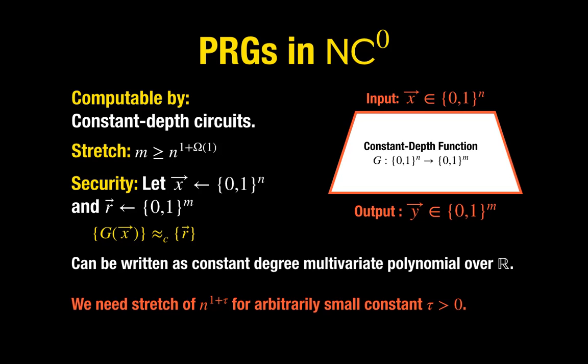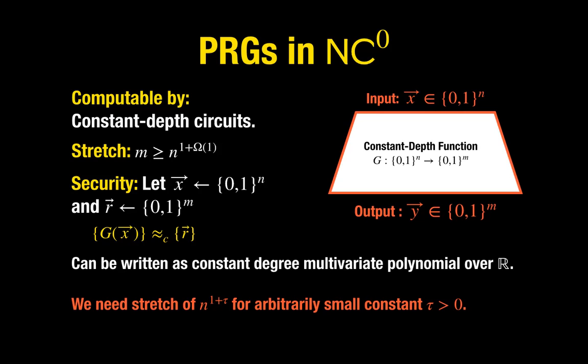So you can always write each of the output bits as a constant degree multivariate real polynomial over the input x. Okay, and this fact is a straightforward observation in analysis of Boolean functions. So we just want to keep this in mind because I'm going to refer to it later in this talk. For concreteness, I want to specify that we are going to work with PRGs with the stretch of n to the 1 plus tau for an arbitrarily small constant tau greater than 0. So even if we have a PRG in NC0 with a stretch of n to the 1.0001, that's already enough for us to build IO.